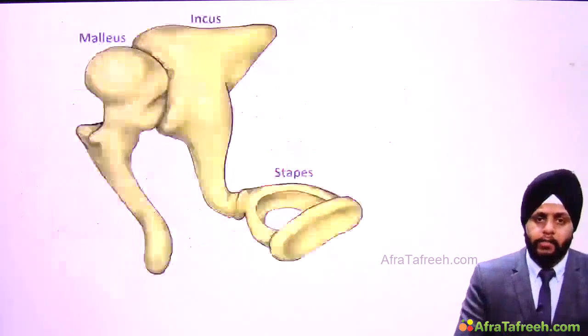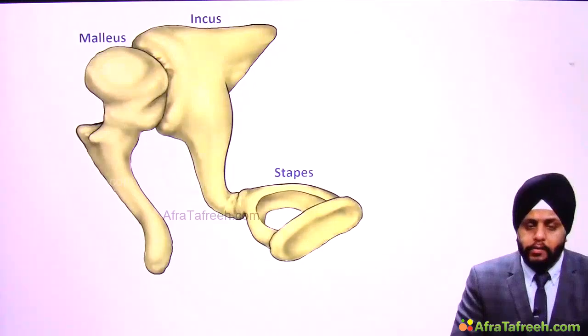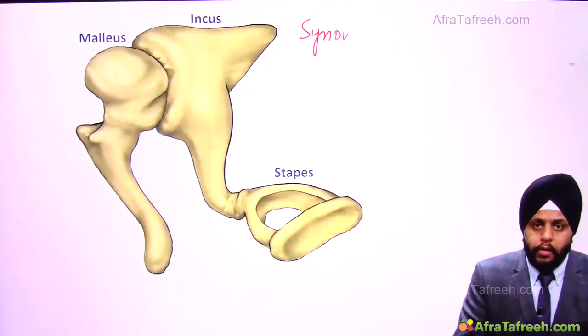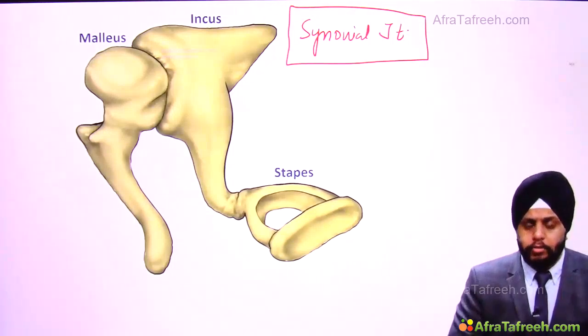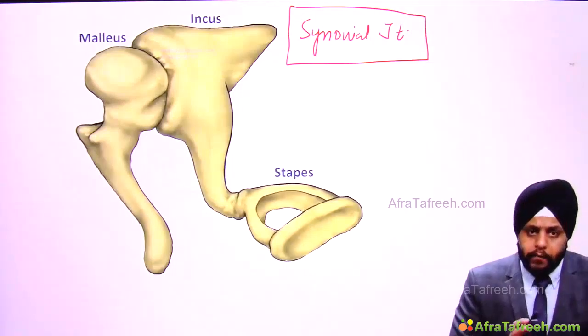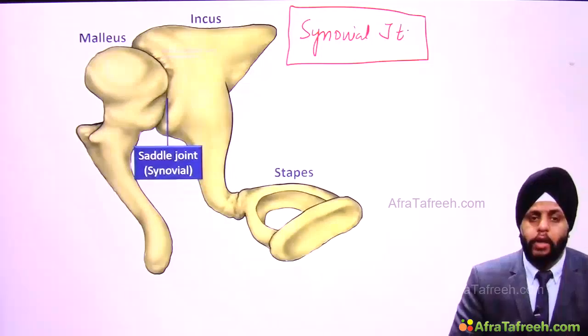Right? Okay, let's look at these three ossicles, malleus, incus, stapes. The next question on them. Now, the joint between these three ossicles is a synovial joint. So somebody asks you the joint between ossicles, the answer is synovial joint. Somebody goes to a specific question, the joint between malleus and incus. Now if somebody asks a specific question, then you have to give a specific answer. This is a saddle variety of synovial joint.